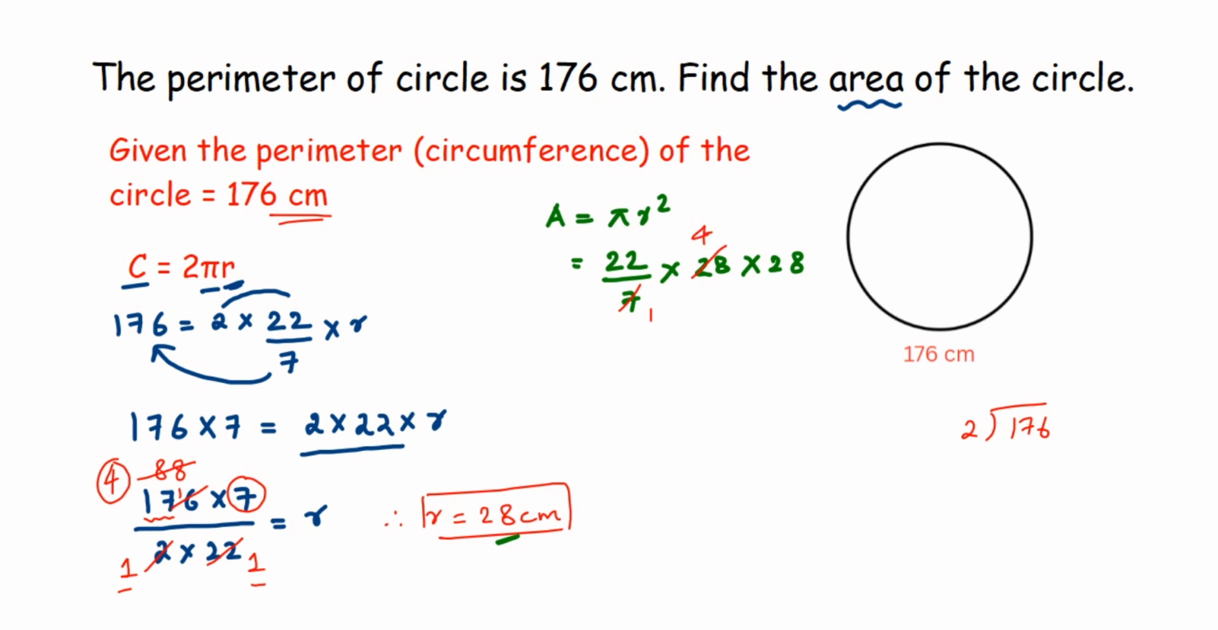When you multiply 22, 4 and 28, we get a huge number which is equals to 2464, and the units will be centimeter square because you're finding area here. So area of the circle is 2464 centimeters squared. So we have to first find the radius. Using that we can find the area.